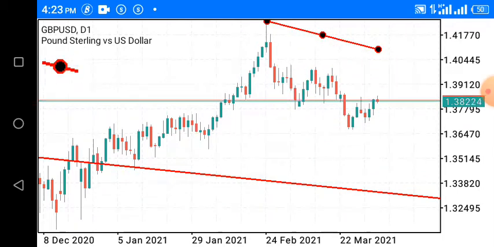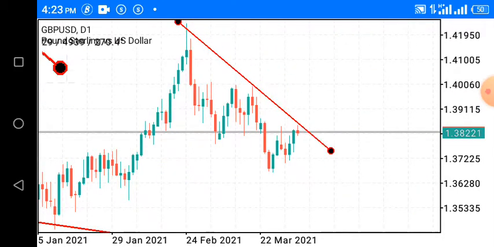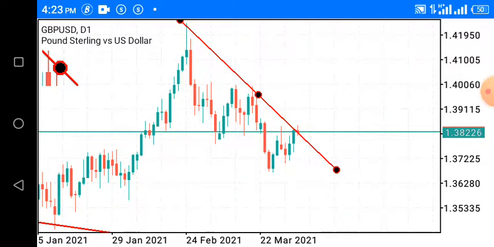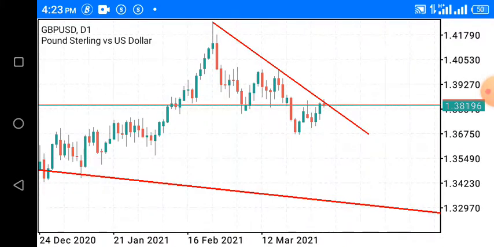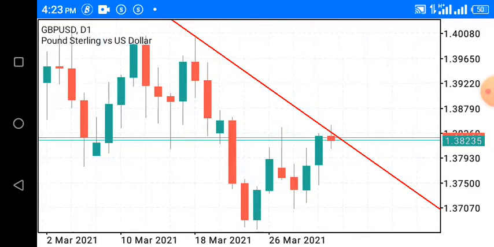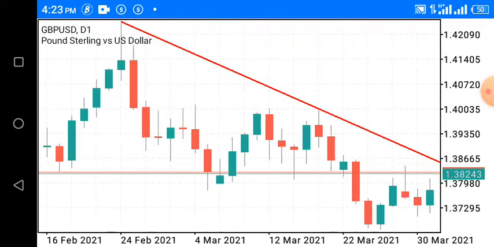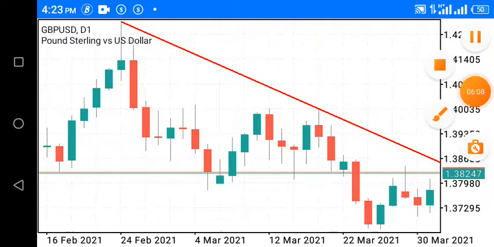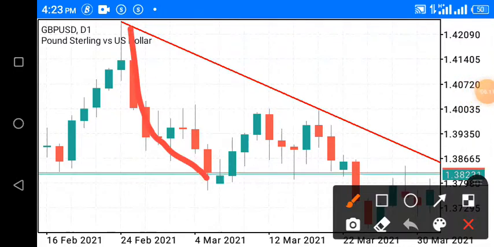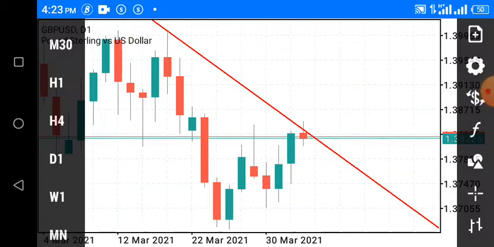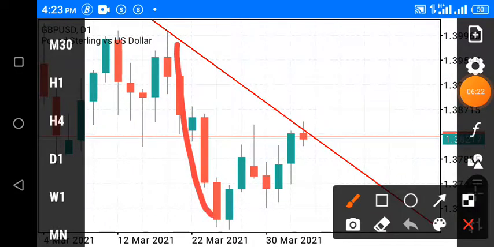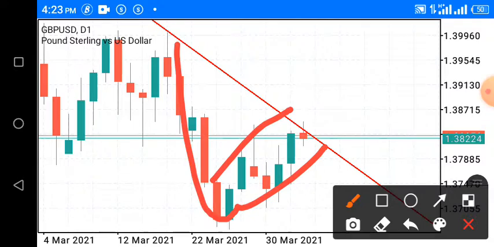So if I put my trend line there, place it very well, yeah, I think I can see something here, that in this retracement move we also had impulse and retracement. First impulse move, first retracement, the second impulse move, and this is the second retracement.